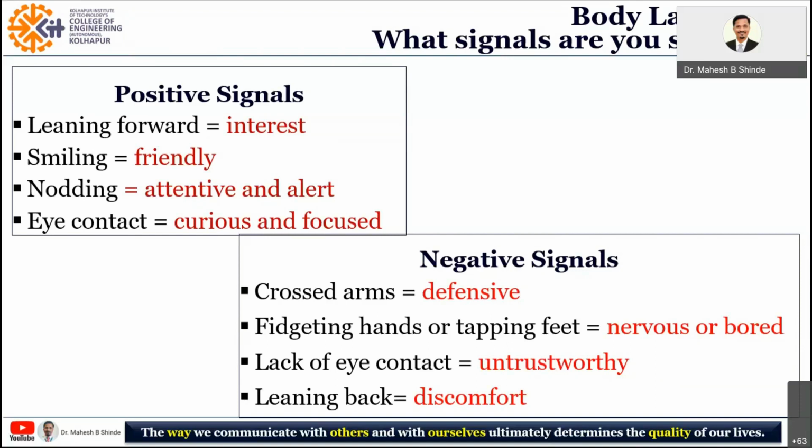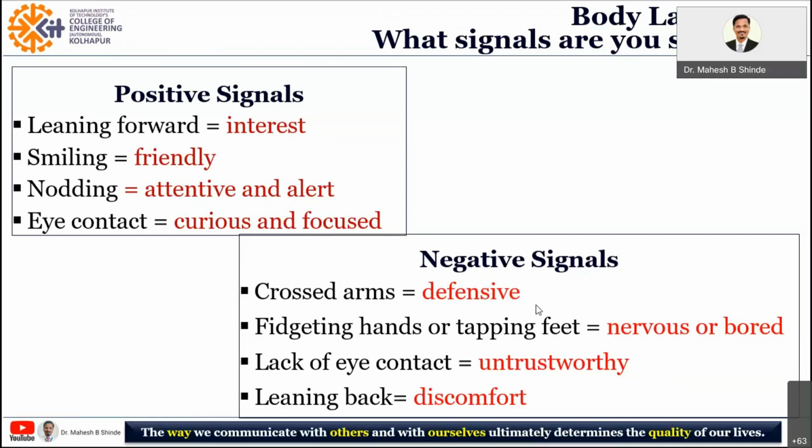Leaning forward, you are interested. Smiling, yes, you are friendly, but not an over-smile, of course. Nodding your head, attentive and alert. Eye contact, curious and focused. You are looking at the interviewer, you are looking at the panel members. That is about eye contact, curious and focused.